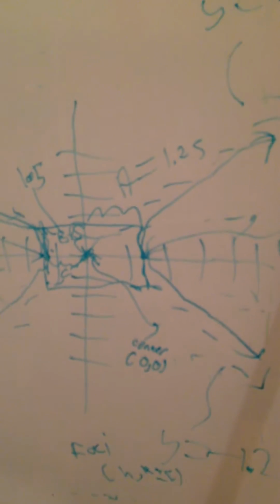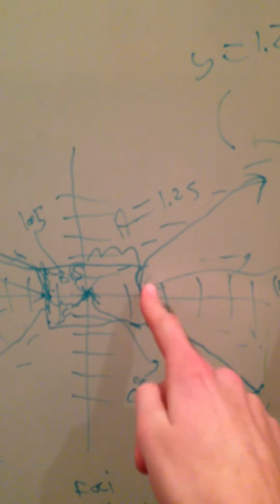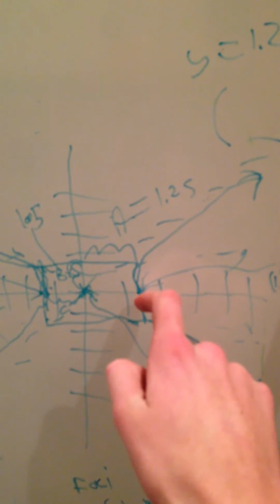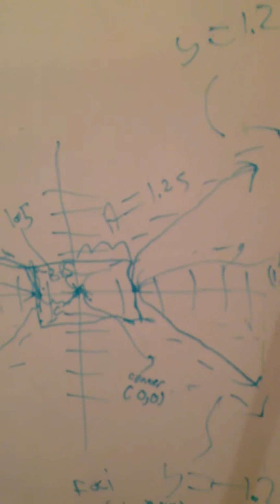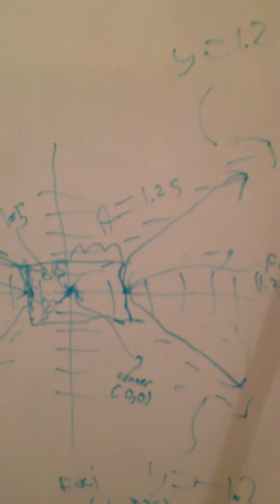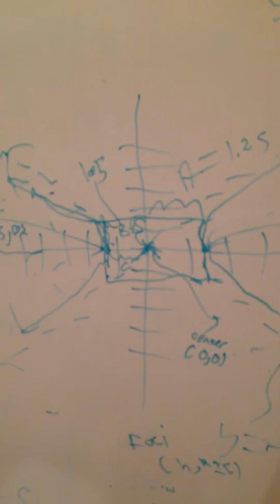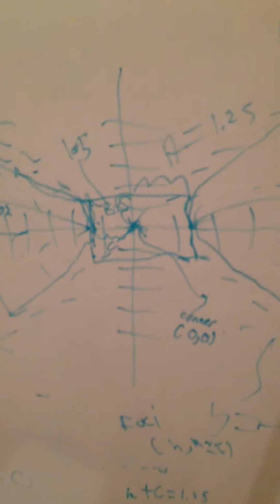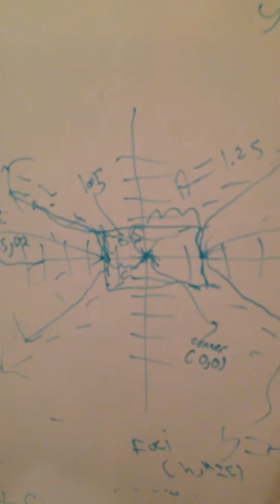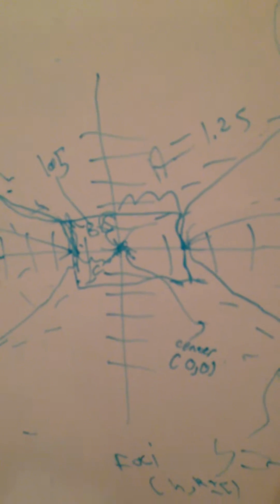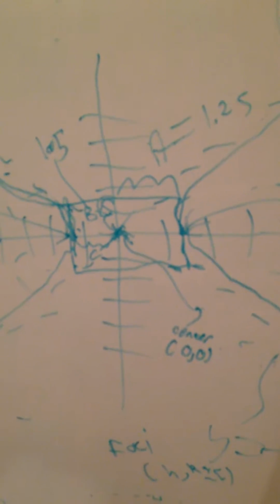From the center to the right of the foci, going horizontal, is the a value. So the a value is equal to 1.25. And the b value, you can find that by going from the center to the top, and the b value is equal to 1.5.